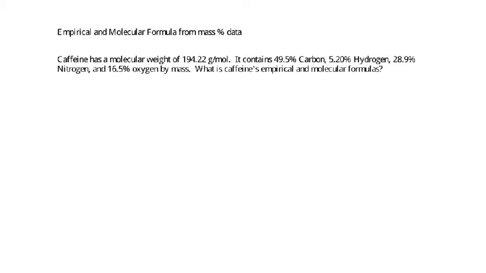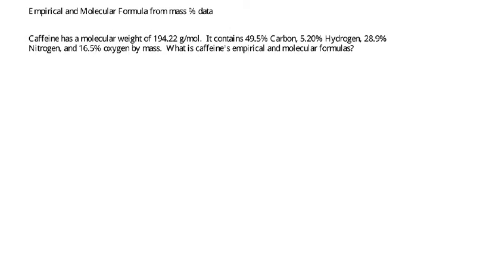But caffeine contains 49.5% carbon, 5.2% hydrogen, 28.9% nitrogen, and 16.5% oxygen by mass. This is all mass data that we've been working with. So what are caffeine's empirical and molecular formulas? The most important thing for solving this mass percent data is to assume 100 grams of the compound. In doing that, all of these percentages become straight grams.